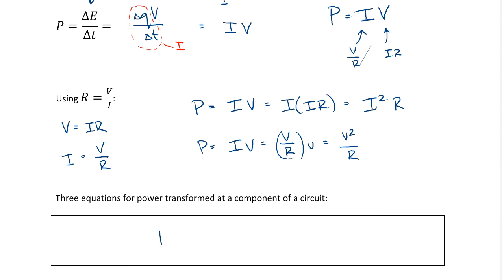So now I have three different expressions for the power being transformed at a component in a circuit. I have power is equal to the current times the potential difference. I have power is equal to the current squared times the resistance, and I have power is equal to the potential difference across the component squared divided by the resistance. And all of those will be useful depending on which information we're given in a problem. So that's power in electric circuits.